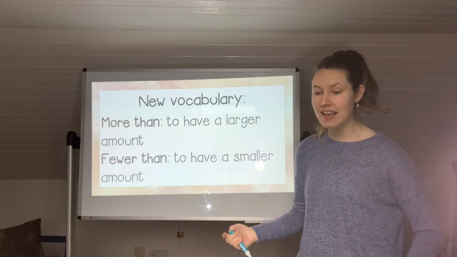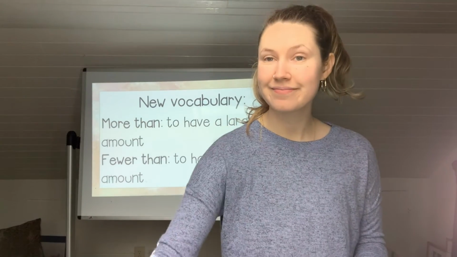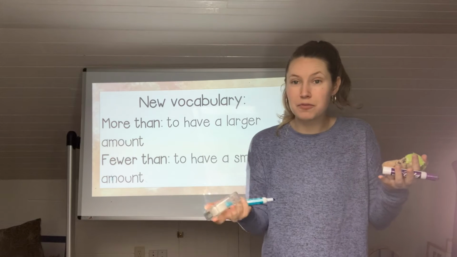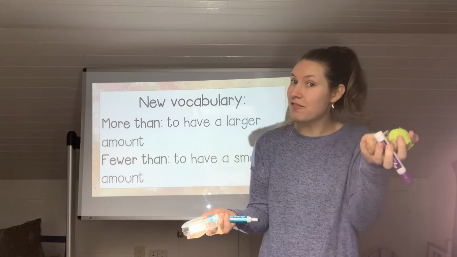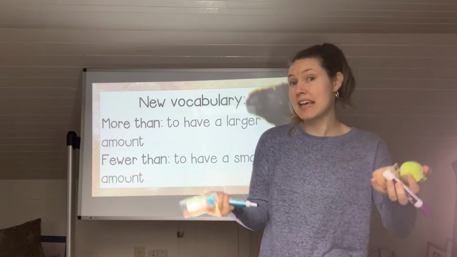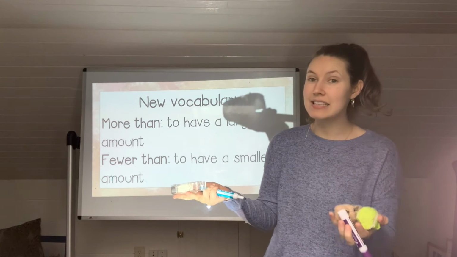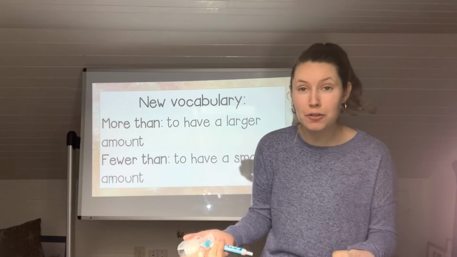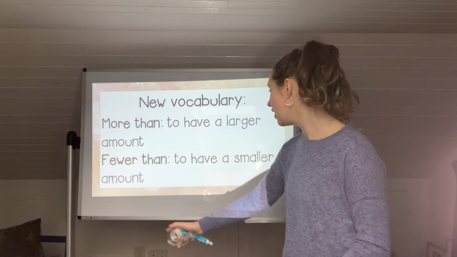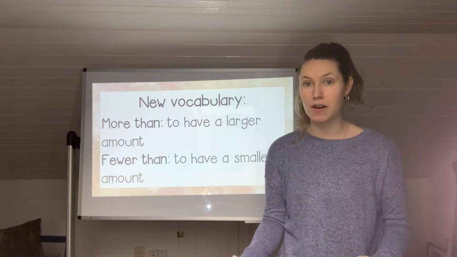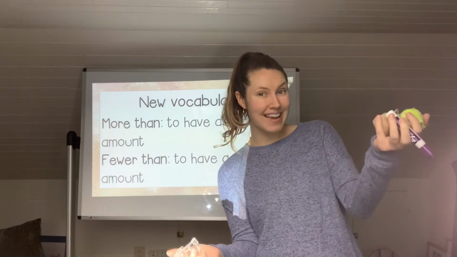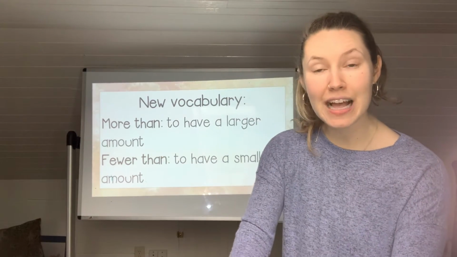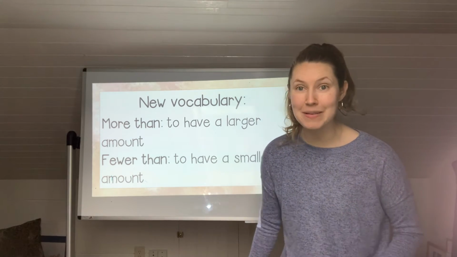So if I was comparing some groups of materials in my hand, I might say that I have more in my left hand than in my right hand. See, I was able to talk about both groups at the same time. Fewer than is to have a smaller amount. So I have fewer in my left hand than I do in my right hand. I was able to tell you about both of them at the same time.